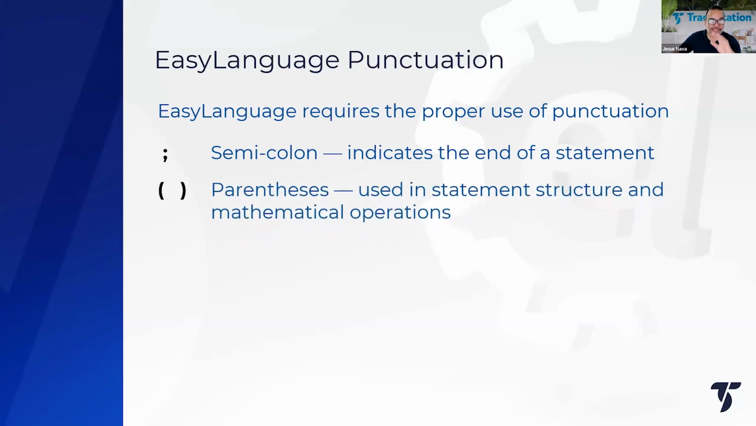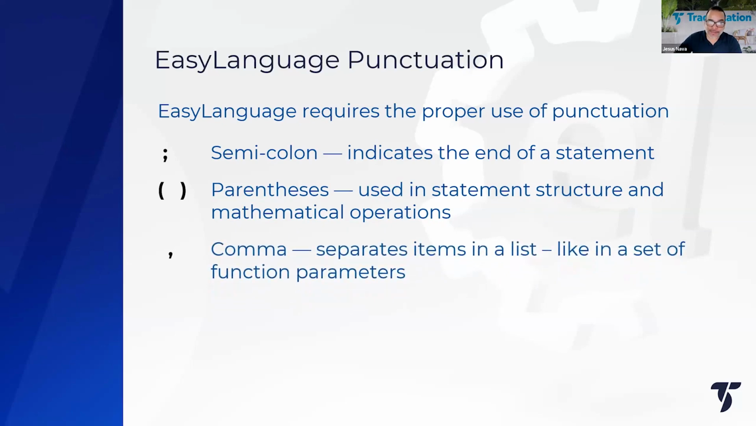You have parentheses to not only control mathematical operations, but also to supply parameters to a function. Comma allows you to list multiple parameters. If it's parameters within a function, or if you have a list of inputs or a list of variables, it's just a way for you to list items inside the code.